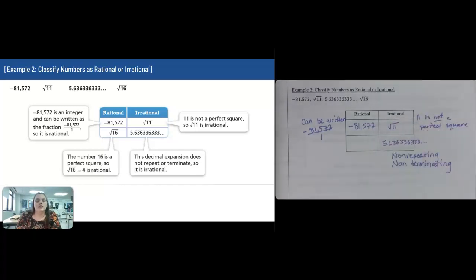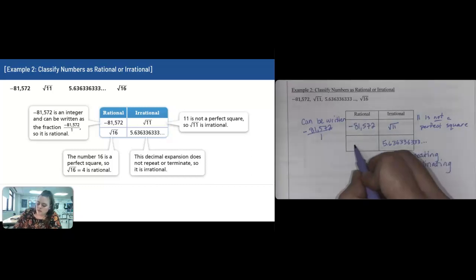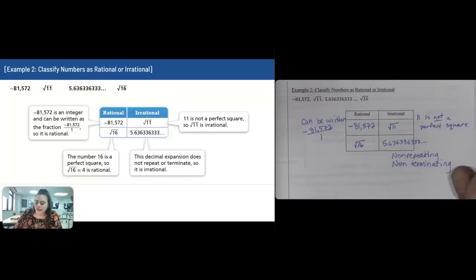And finally, the square root of 16. The square root of 16 is a rational number because we can calculate that. The square root of 16 is exactly 4, and 4 is a number that could be rewritten as a fraction, and so this is rational. So 16 is a perfect square, is why this ends up being rational.